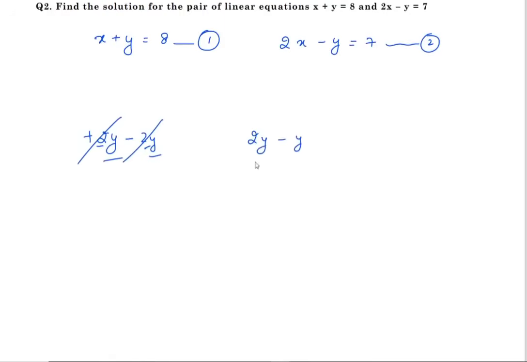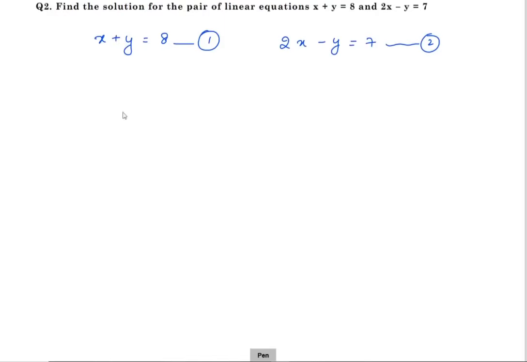2y minus y, you cannot cancel it. You have to do subtraction. 2y minus y is y. You can cancel the same variable with the same coefficient with opposite sign. Here plus 3y minus 3y can be cancelled out. So here plus y minus y will be cancelled because it has the same variable with the same coefficient.